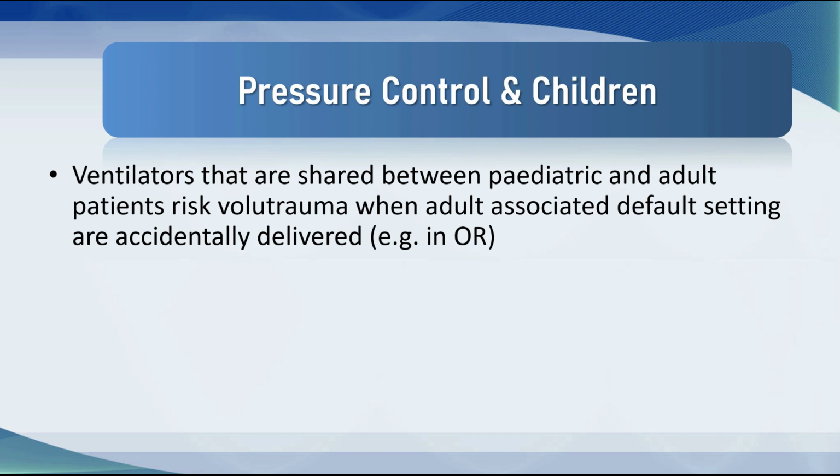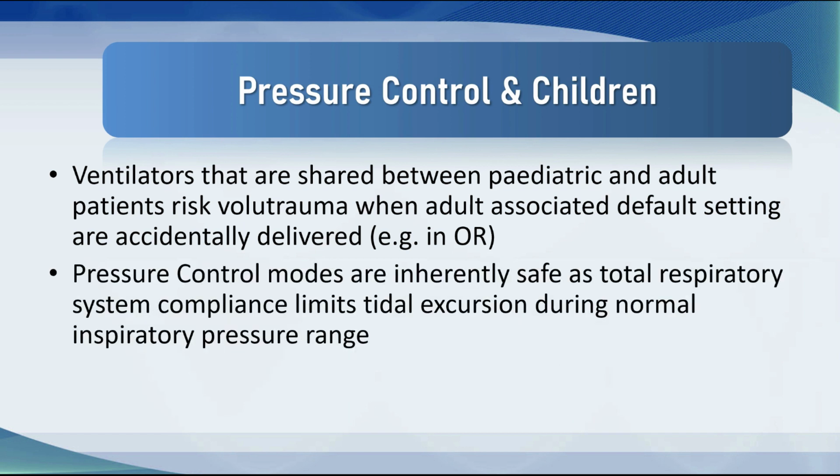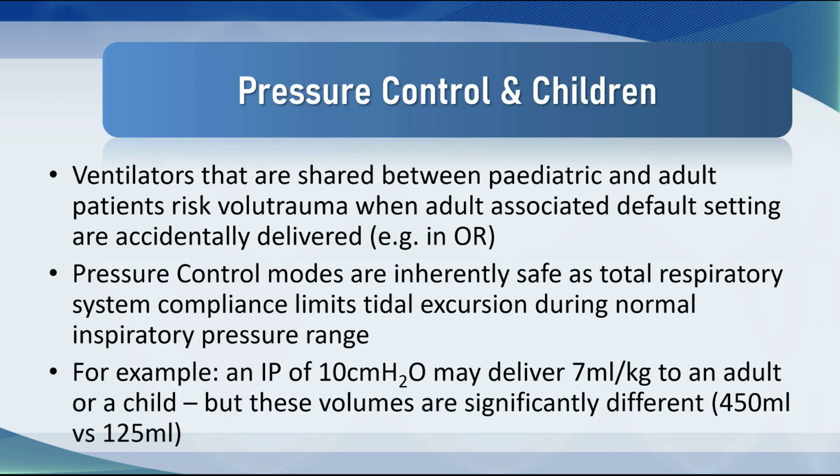So it's sometimes better to use a completely different mode than you normally use for children and just automatically switch to that mode. And that's the real beauty of pressure control, because pressure control modes are inherently safe, as total respiratory system compliance limits tidal excursion during normal inspiratory pressure ranges. For example, an inspiratory pressure of 10 centimeters of water may deliver 7 mils per kilo to an adult, but will also deliver 7 mils per kilo to a child, even though the volumes are significantly different. The adult may get 450 mils, the child may only get 125 mils.